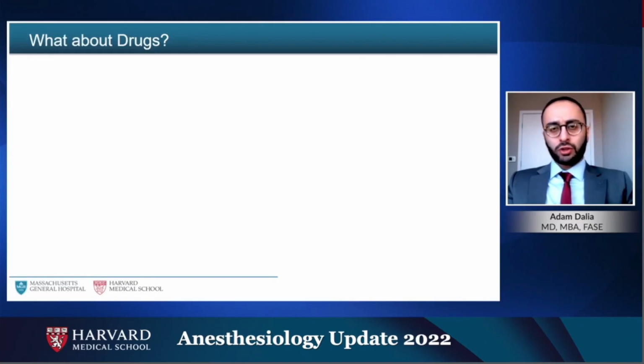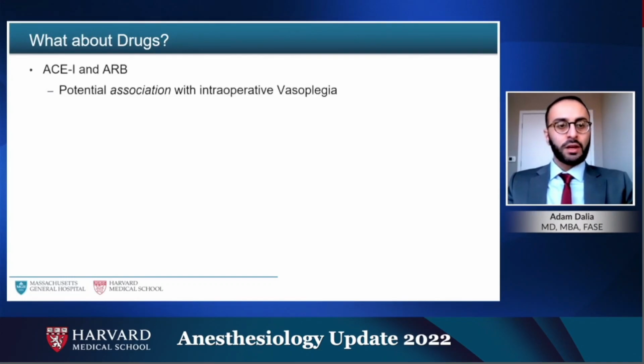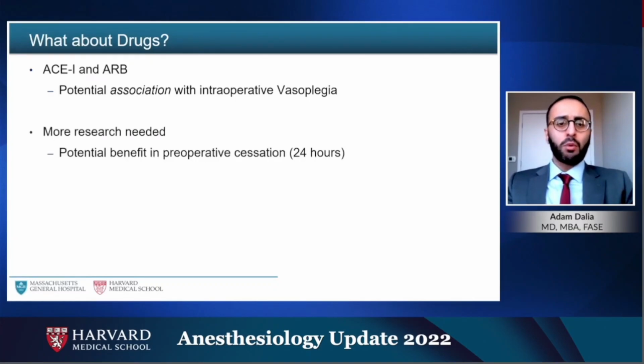So what about drugs that patients are taking, home medications that patients may be presenting to the operating room with? So ACE inhibitors and ARBs have always been in the spotlight, especially recently. And there's been some back and forth in the literature whether there's really a direct correlation between a patient taking their preoperative ACE or ARB and intraoperative hypotension. And so there is a potential association with intraoperative vasoplegia, but more research is definitely needed in this area.